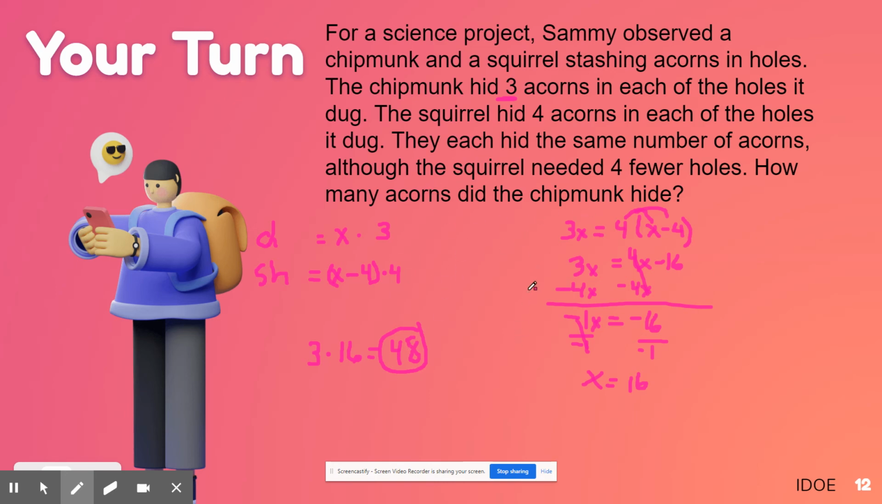You could totally make a chart. You could graph this if you wanted to. So if you know another way and you still consistently get 48, there's nothing wrong with that, and you can do it your way.